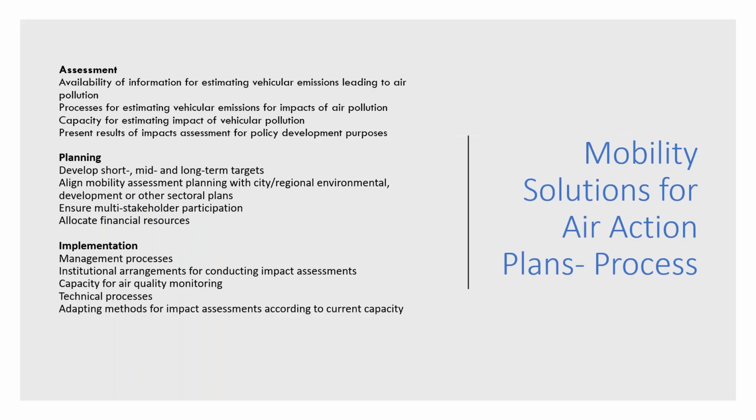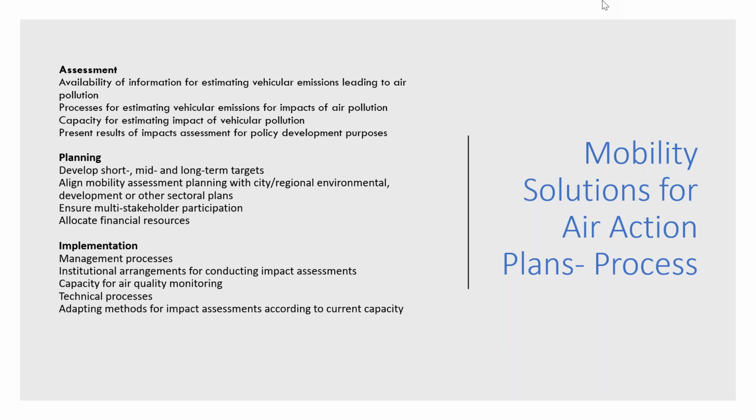So the entire process of mobility solutions, and this is my summary slide, for the air action plans is looking at three aspects. One is the assessment, which is the availability of information for estimation of vehicular emissions, processes for estimating vehicular emissions, capacity for estimating vehicular pollution, and also the results of impact assessments. So this is the first portion that needs to be available if you want a clean air action plan that is implementable and successful.